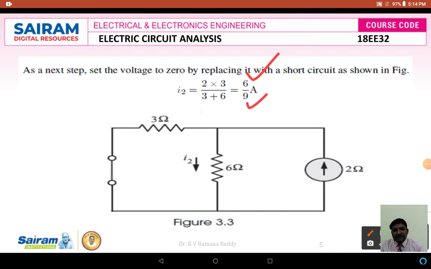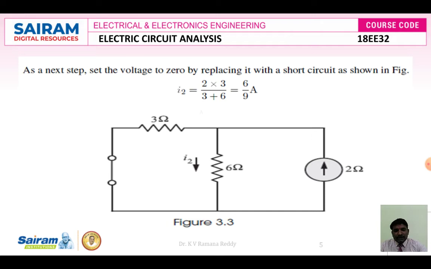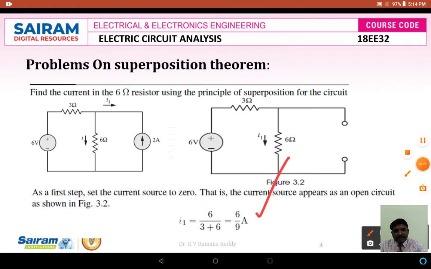Now according to the statement of the superposition theorem, the response in any element is equal to the algebraic sum of the responses caused by each source individually acting alone, while the other voltage sources are short circuited and current sources are open circuited, while we are finding the overall response. So in the two cases here, the first case we got 6 by 9 amperes, and in the second case again we got another 6 by 9 amperes.